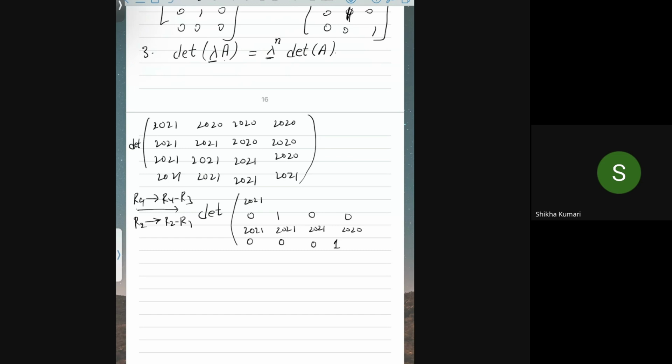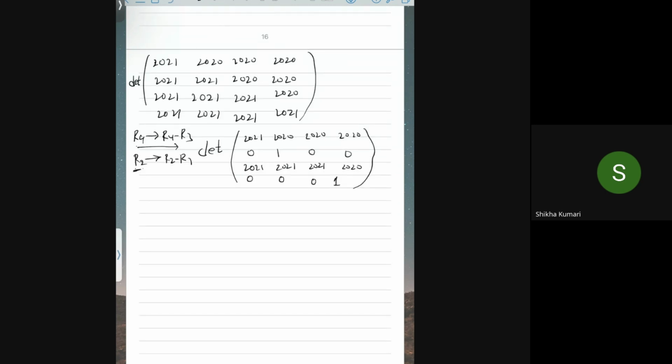Okay, fine. Yes, ma'am. So this is 20, 20. And the second operation, R2 goes to R2 minus R1. 20, 20, 20, 20. So this is the matrix which I get. Now, one more operation I will apply, which is R3 goes to R3 minus R1. So this is 20, 21. Ma'am, 20, 20. Yes? I have one doubt.